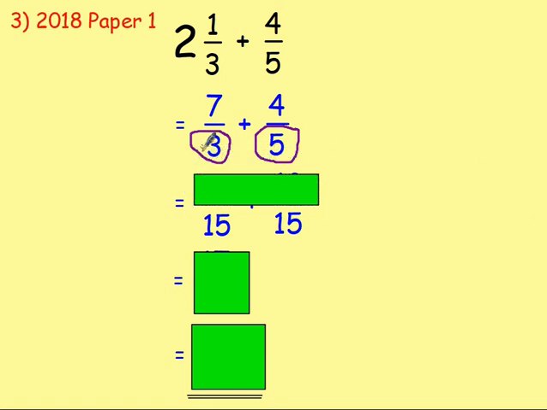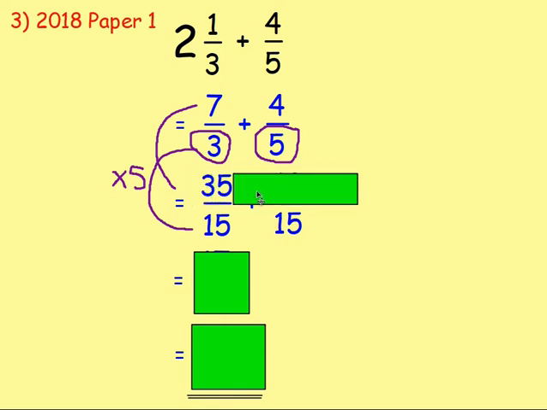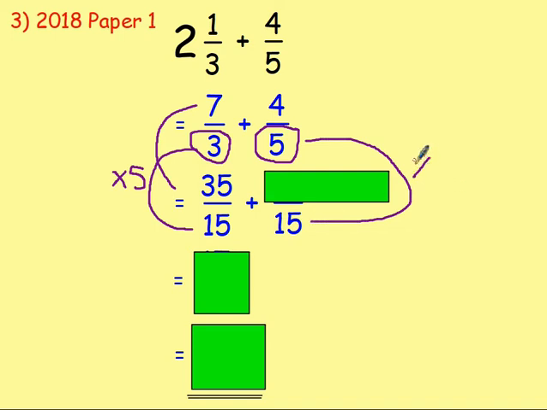So what I'm doing is I'm changing the 3 to a 15, and to do that, what are you multiplying by? 3 times what is 15? Good, it's 3 times 5. So I also have to multiply the 7 by 5 as well. So 7 times 5 is 35. And over here, in order to go from 5 to 15, what do you multiply by? 3. Brilliant, you times by 3.